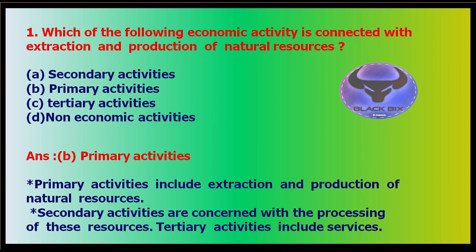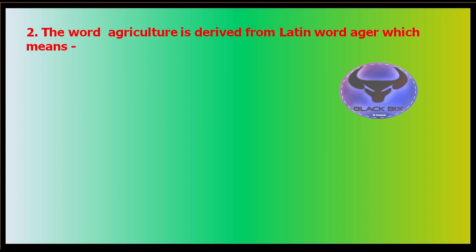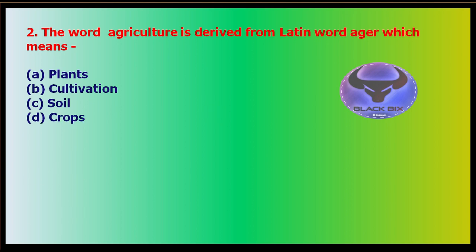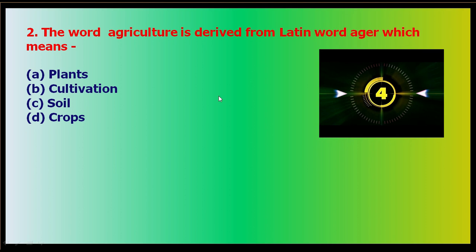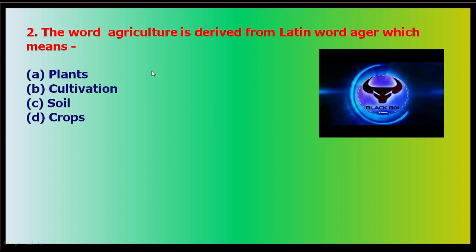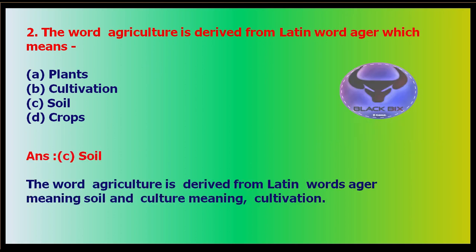Now let's move to question number 2. The word agriculture is derived from the Latin word ager, which means, what does it mean? Your options are plants, cultivation, soil, or crops. And your time starts now. What is the meaning of the word ager? So the correct answer is soil.